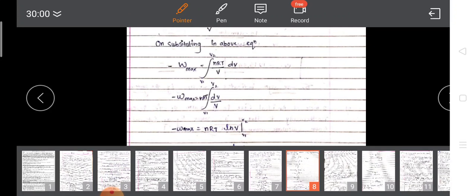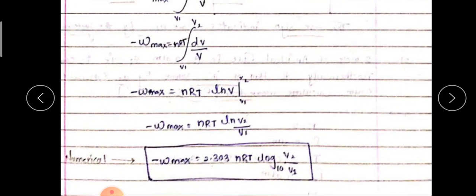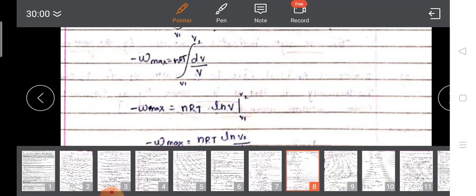The integral of dV by V is nothing but ln V. You can take the limits V2 and V1, then ln V2 by V1. That equation you have to remember. W max is equal to 2.303 nRT log to the base 10 of V2 upon V1. You have to calculate the work using this particular formula also. MCQs may be there. Like this, numericals will be there.